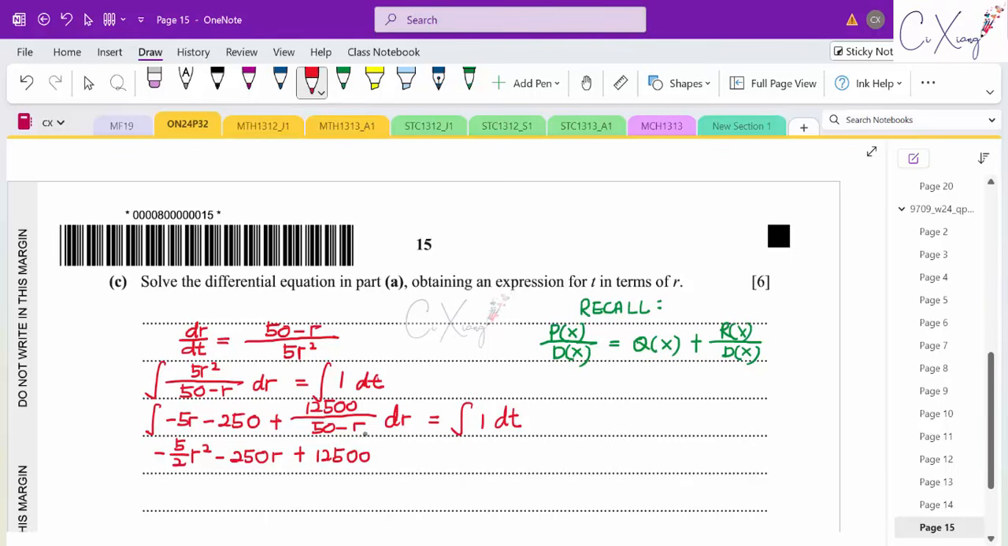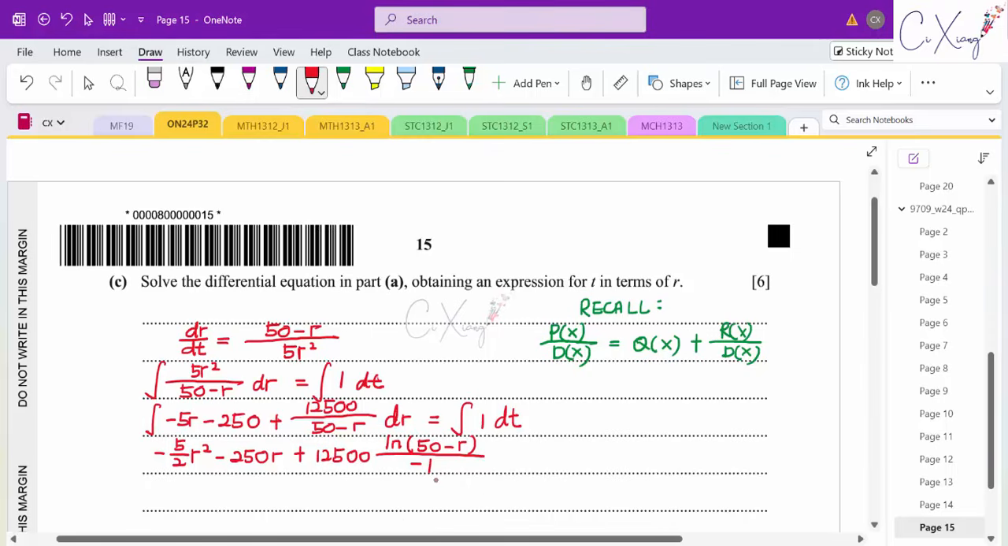I want to integrate 1 over 50 minus r. Integrating 1 over 50 minus r, you have ln of 50 minus r, then differentiate the thing inside the bracket, which is 50 minus r. If you differentiate it, you have -1, so I have to divide by -1. Please note that a lot of students always forget this division by -1. Then it equals integrating 1, you get a t, and then plus c.